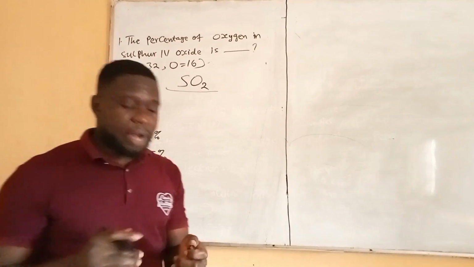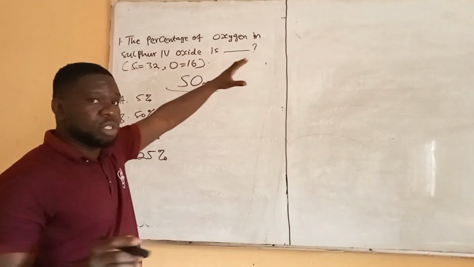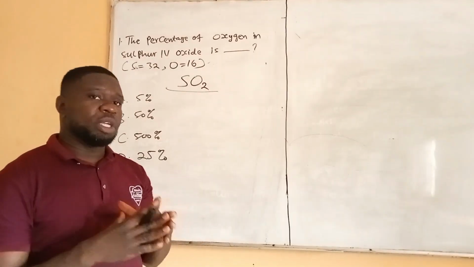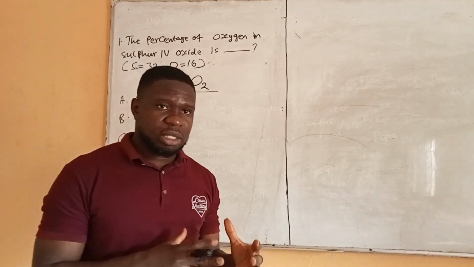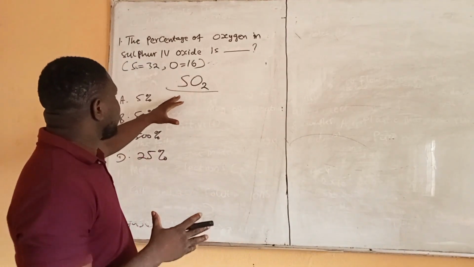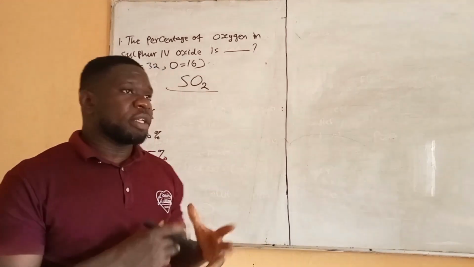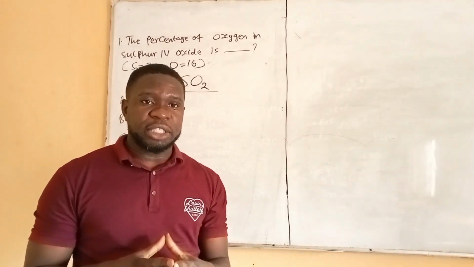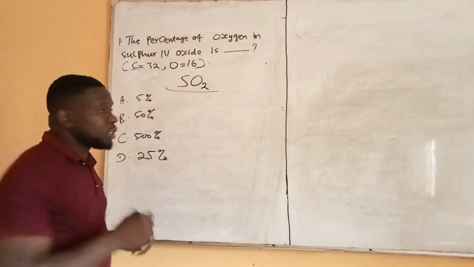So we now want to find out the percentage of oxygen in sulfur(IV) oxide. Our answer is going to be in percentage. So what are we going to do? We are going to calculate it by comparing their masses. First we find the masses involved, then we use them to calculate the percentage. Now let's take a look.